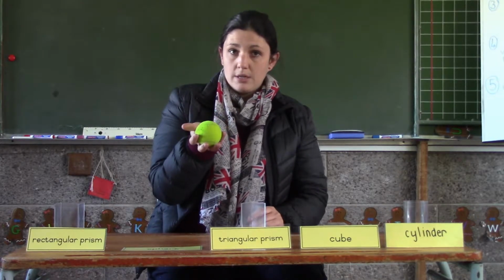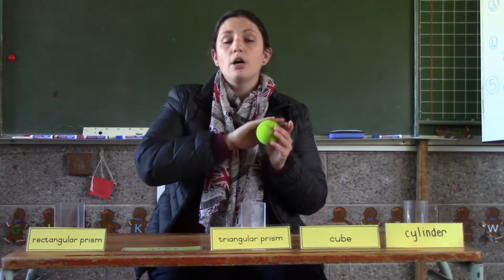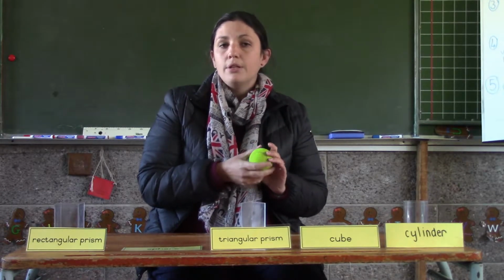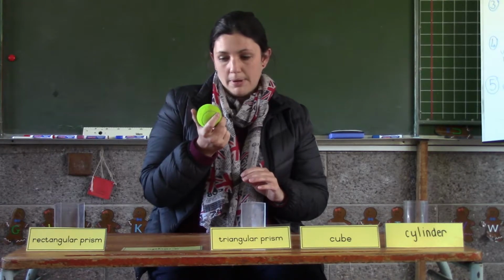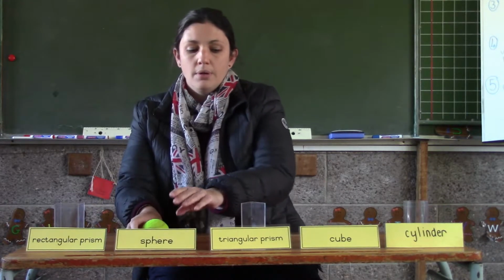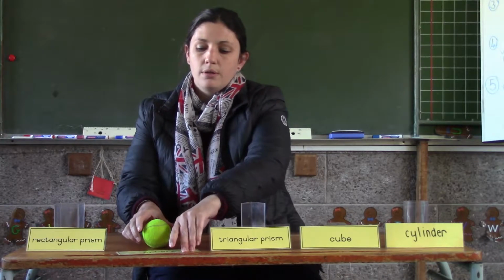This one is a sphere, and its 2D shape partner is a circle. This sphere doesn't have straight edges, it has curved edges. It has no corners, and this one is the easiest one to remember, but it's the most difficult one to say. Okay, then we move on.